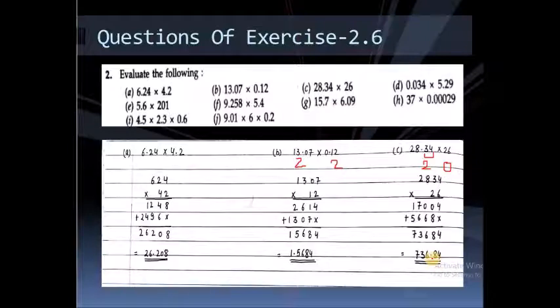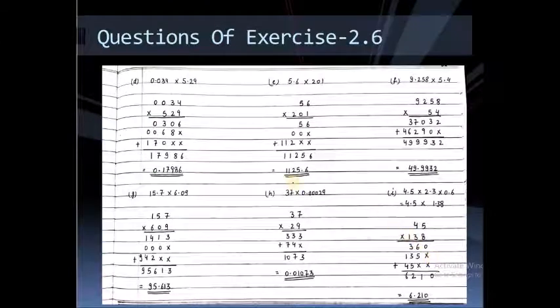Okay, let's move on to our next question. Next, part D: you have to multiply 0.034 and 5.29. Again you multiply them like ordinary numbers. Here you can see you have three digits after the decimal point and here only two digits after the decimal point. So the total number of digits after the decimal point will be 5. So in the answer leave 5 digits from the right and put the decimal point. As in my product only 5 digits are there, before the point I will put 0.